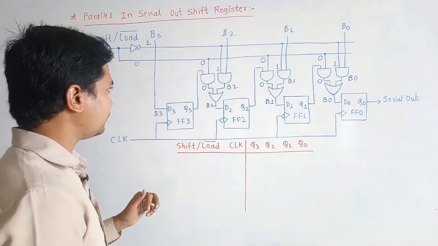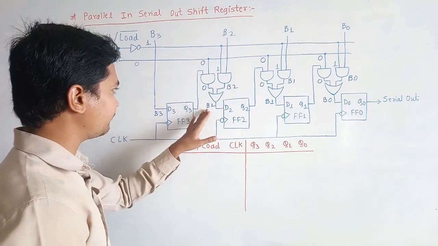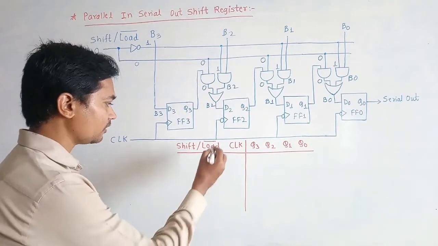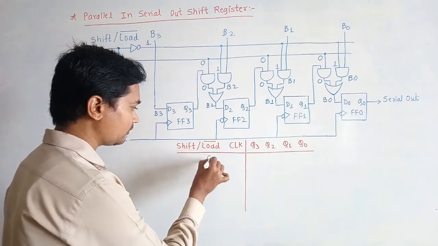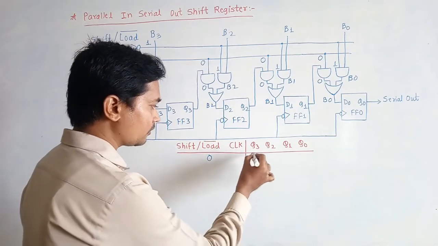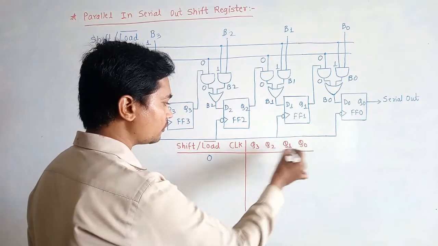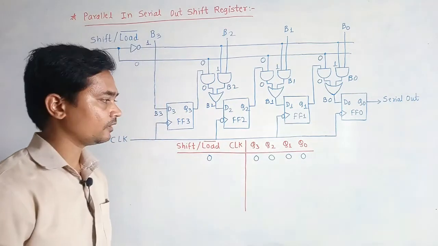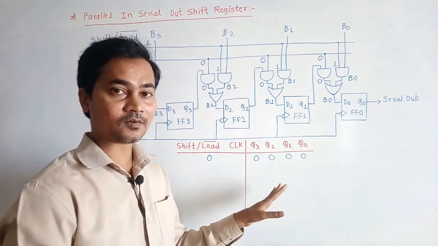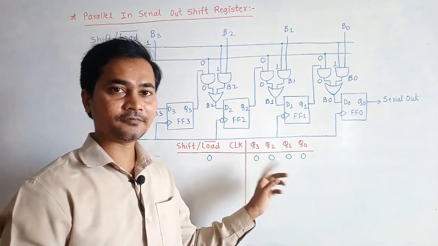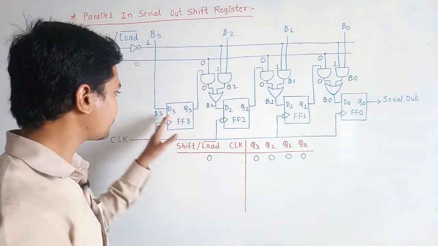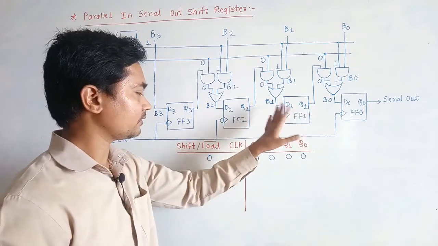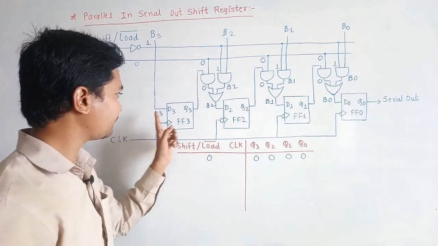Once these bits are loaded or applied to the inputs of each flip-flop, what will happen? Due to this load signal, the clock is not applied here. Then Q3, Q2, Q1, Q0 will initially be 0, 0, 0 and 0, because once we have switched on the power supply, all the outputs of the flip-flops remain 0. Only the inputs are available at the flip-flops, but these inputs are not shifted to the outputs.